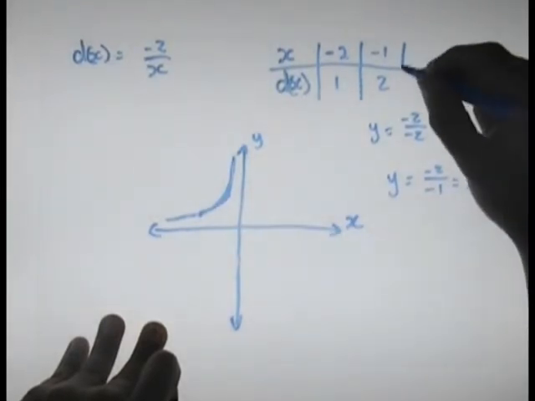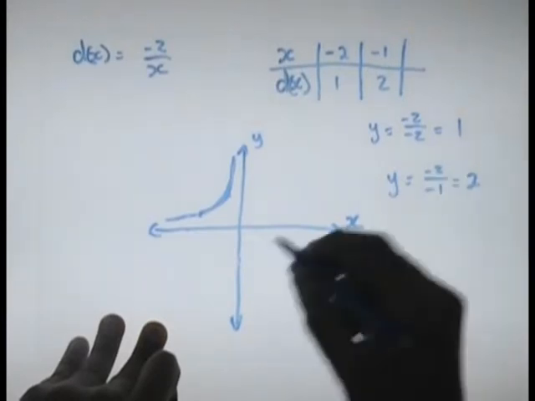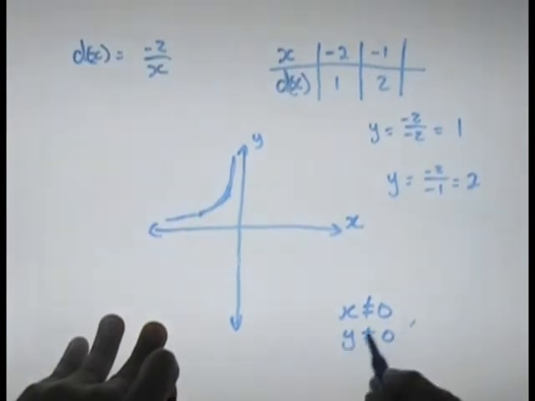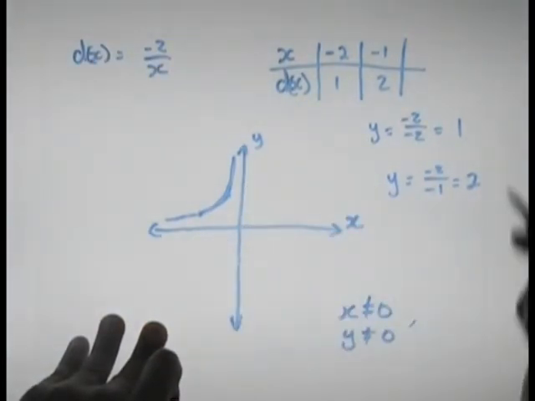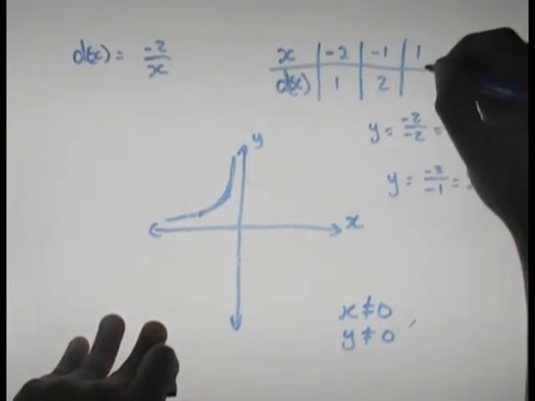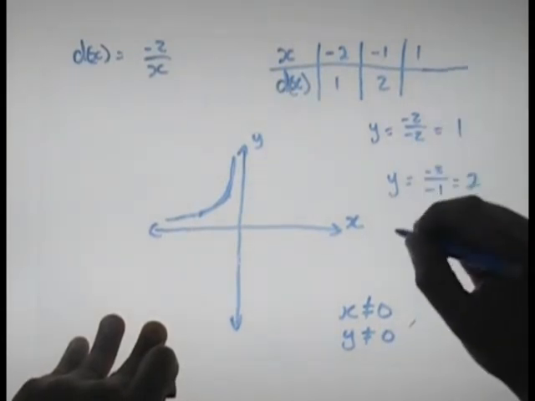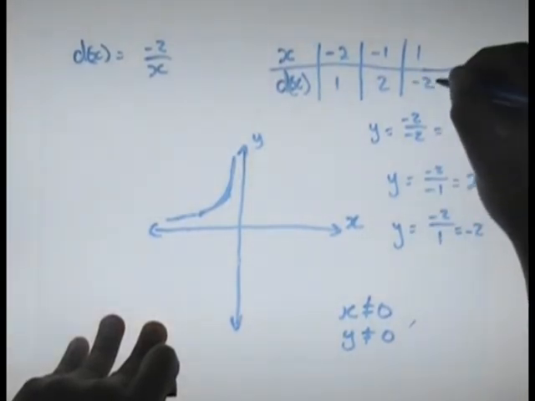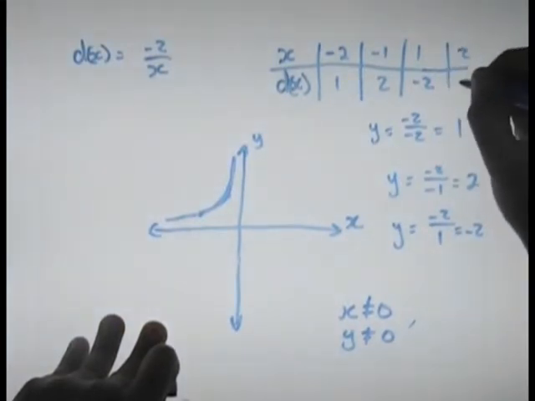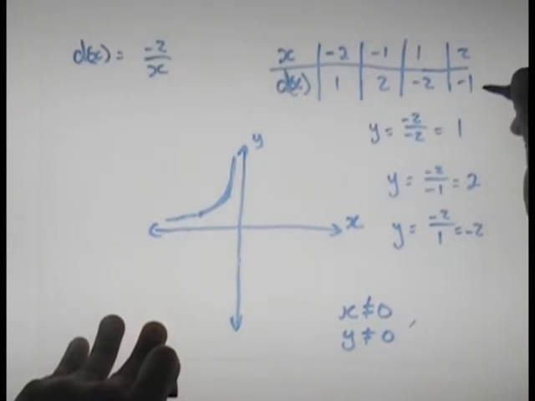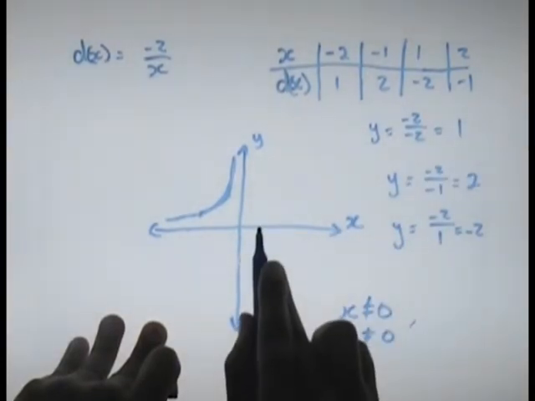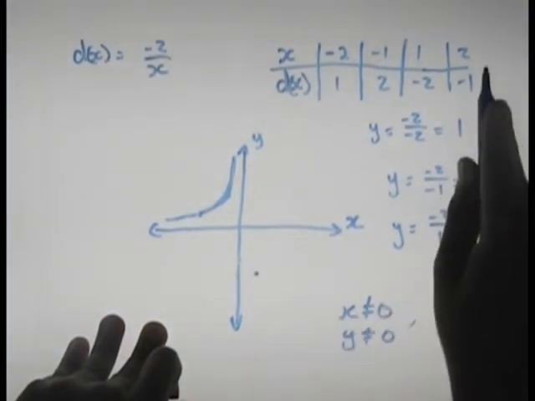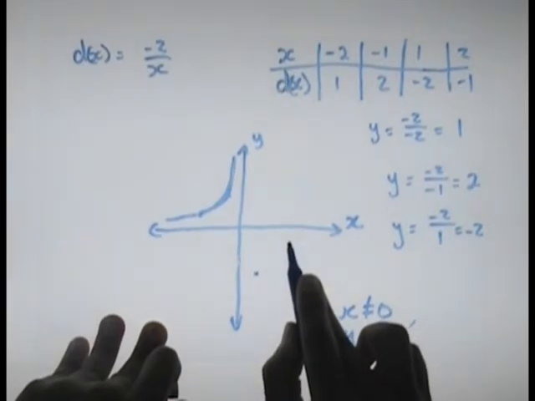Now let's look at the positive values. Again, we have to say x cannot equal 0, and because of that, y cannot equal 0. State that in. That's our two asymptotes. So I'm not going to put 0 in there. Let's go with 1. When x is equal to 1, y is going to equal negative 2 over 1, which is negative 2. And at 2, y is going to equal negative 1. Notice something, when x is positive 1, y is going to equal negative 2. And when x is equal to 2, y is going to equal negative 1.